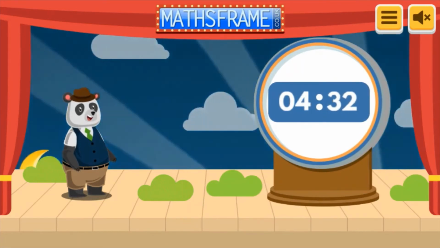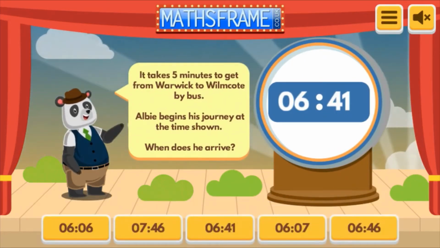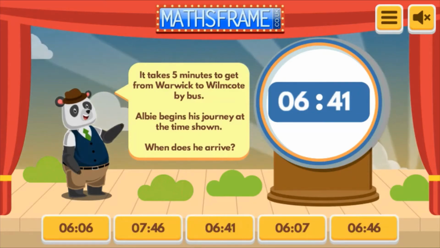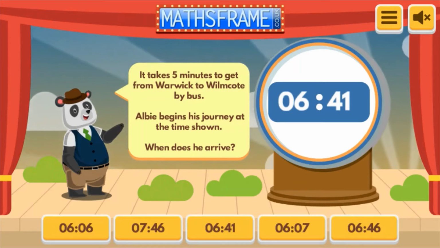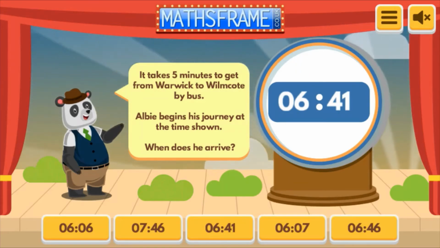Okay, so it will give us a digital time on the big clock now. Oh, that's a nice one to start with. It takes 5 minutes to get from Warwick to Wilmcote by bus. Albie begins his journey at the time shown. When does he arrive? Now, I'm pretty sure you can answer this one probably just as quickly as I can.